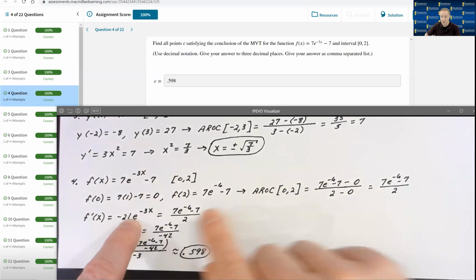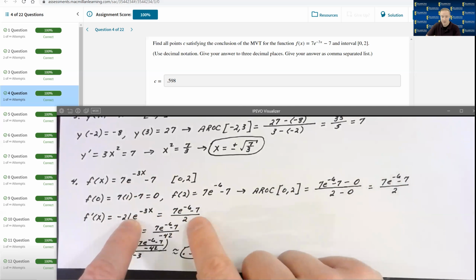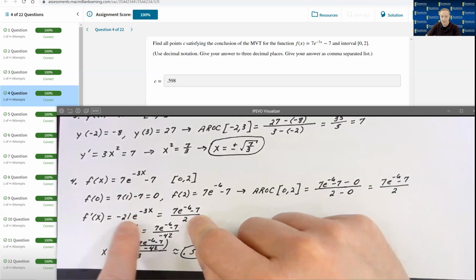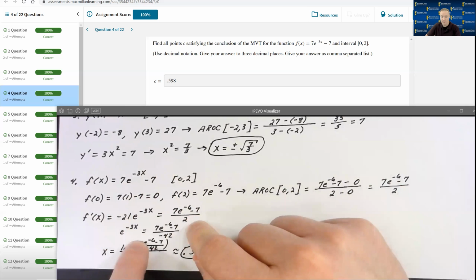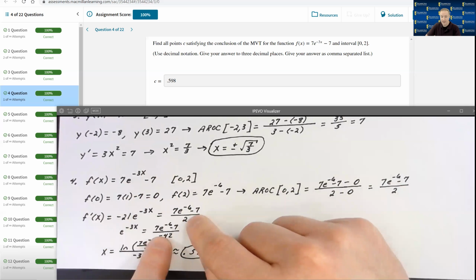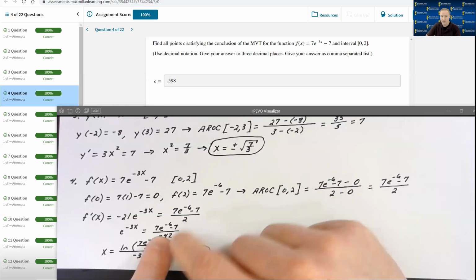I set that equal to my average rate of change, and then I try to solve for x. So the first step I did here in trying to solve for x was I divided both sides by negative 21. If I divide by negative 21, the right-hand side was already divided by 2. So now it's divided by 2 times a negative 21. Now it's divided by a negative 42.